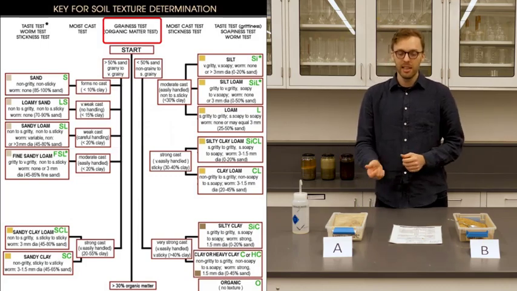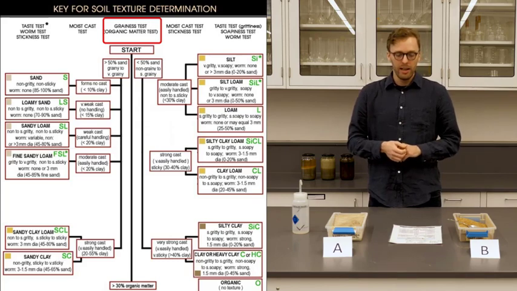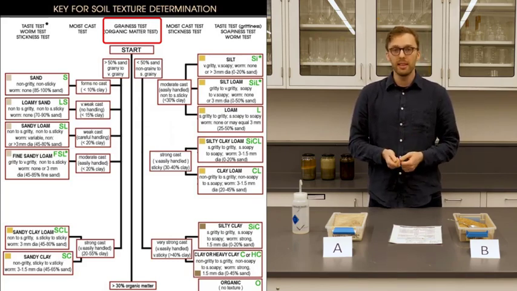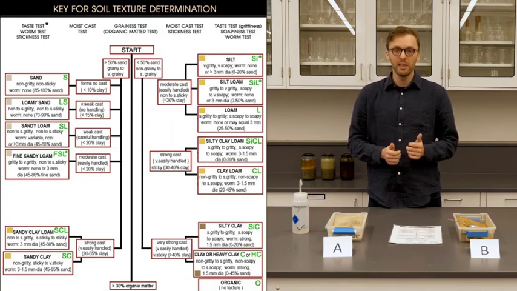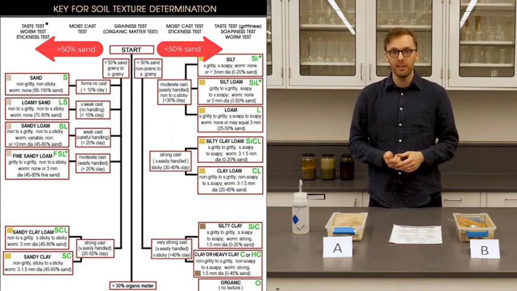So we simply take our sample, put it in our hands, and rub between our forefinger and thumb and feel for individual grains. If there's more than 50% sand in the sample, we move to the left side of the key, and if there's less than 50% sand in the sample, we move to the right side of the key.